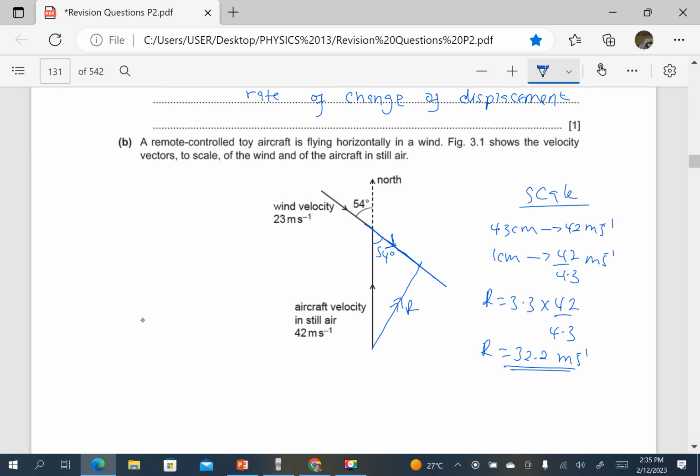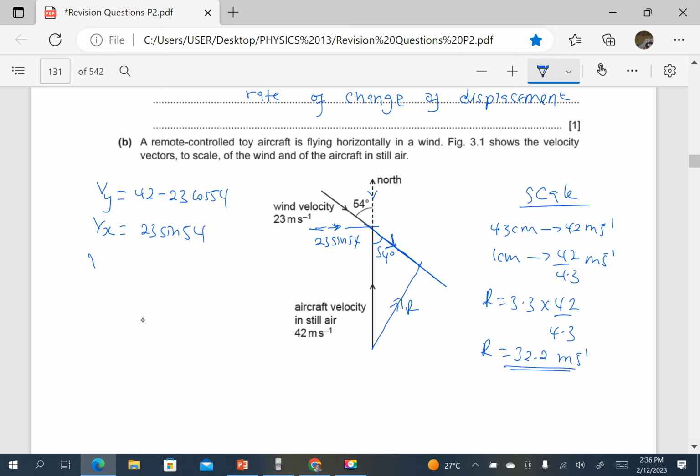I will resolve the velocity of the wind into two components. In the horizontal, it points to the right, and in the vertical, it points downwards. So the velocity in the vertical is going to be 42 upwards minus 23 cos 54, which is downwards. And in the horizontal, it is 23 sine 54. So V in the X is 23 sine 54.